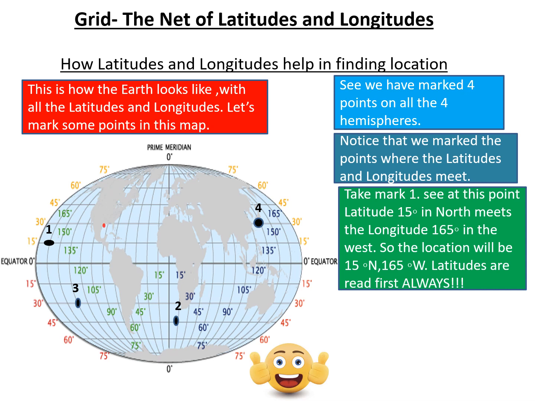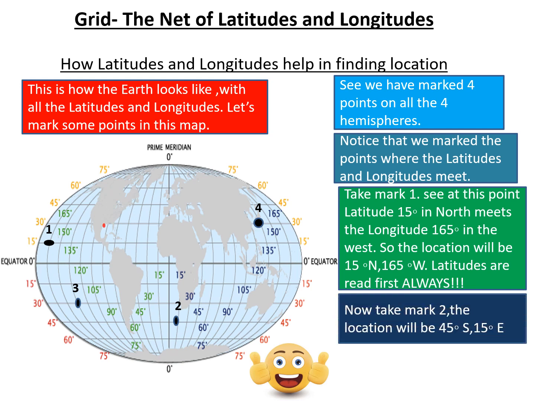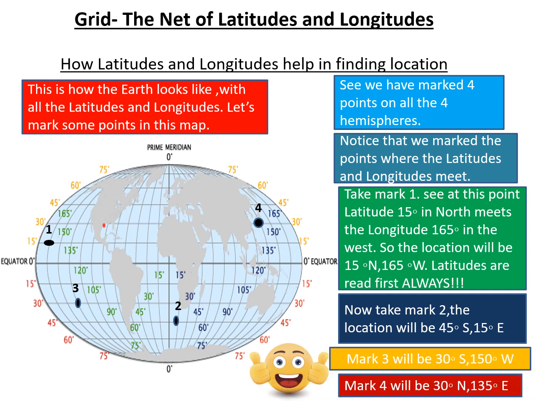Now, take mark 1. See, at this point, latitude 15 degree in the north meets the longitude 165 degree in the west. So, the location will be 15 degree north, 165 degree west. Why is that? Because latitudes are always read first. You can test yourself whether you got it or not by finding out the locations of point 2, 3 and 4.